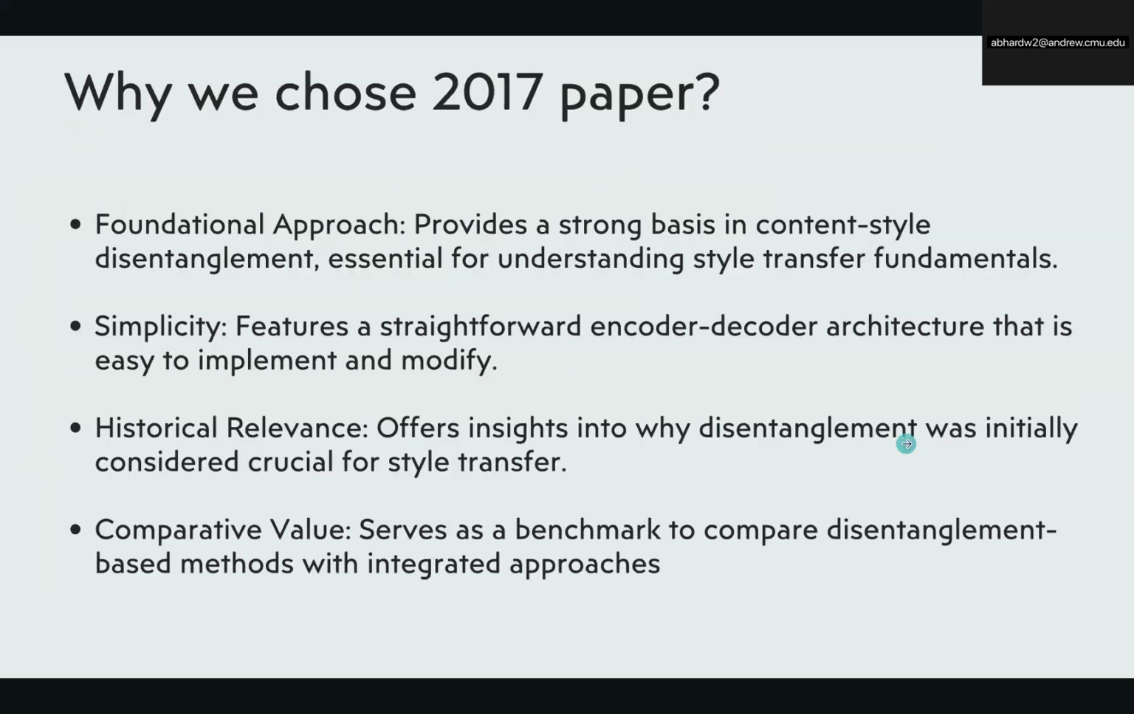We chose the 2017 paper because it provides a foundational understanding of content-style disentanglement, which was really crucial at the time. But we noticed that in the subsequent research paper, it was proven that disentanglement isn't that necessary in order to produce style transfer. But in order to understand why this theory was disproven, we needed to know the base of it. That's why we chose the 2017 model.